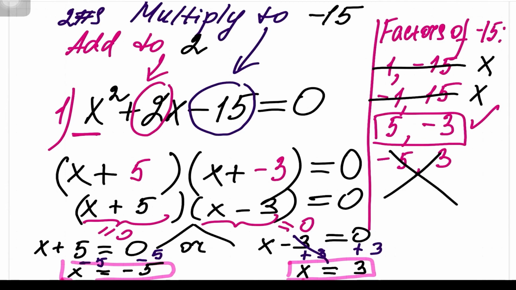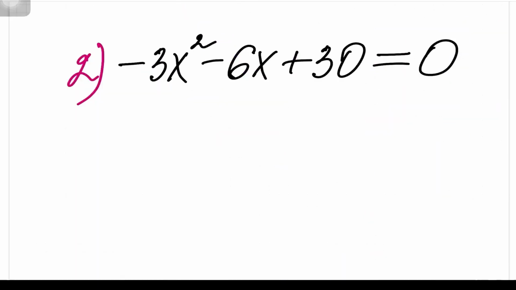If you like, you could always check your answers by taking them and plugging them back into your original equation and see if it works. Now, let's have a look at the second example here. Say you have been given negative 3x squared minus 6x plus 30 equals 0, and you need to solve this equation. So first of all, right off the bat, check to see if anything can be pulled out in front.